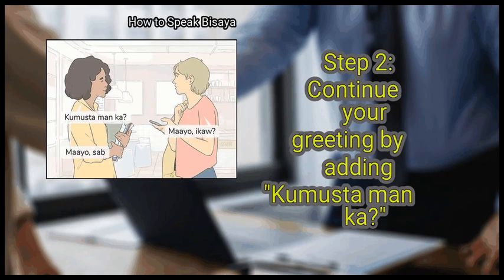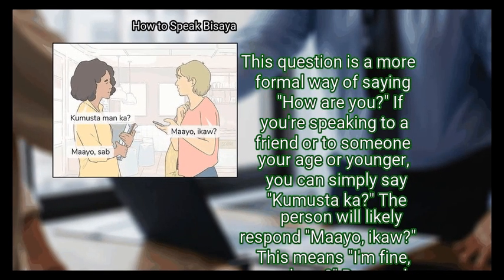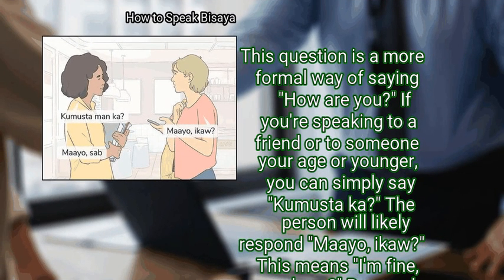Step 2. Continue your greeting by adding kumusta man ka? This question is a more formal way of saying, how are you? If you're speaking to a friend or to someone your age or younger, you can simply say, kumusta ka? The person will likely respond, maayo ko. Ikaw? This means, I'm fine. And you? Respond, maayo sab, fine, too. Or, maayo pod, fine, also.